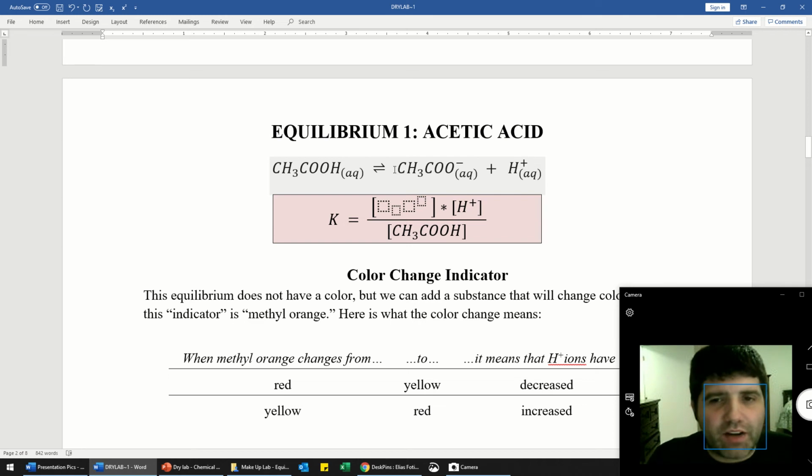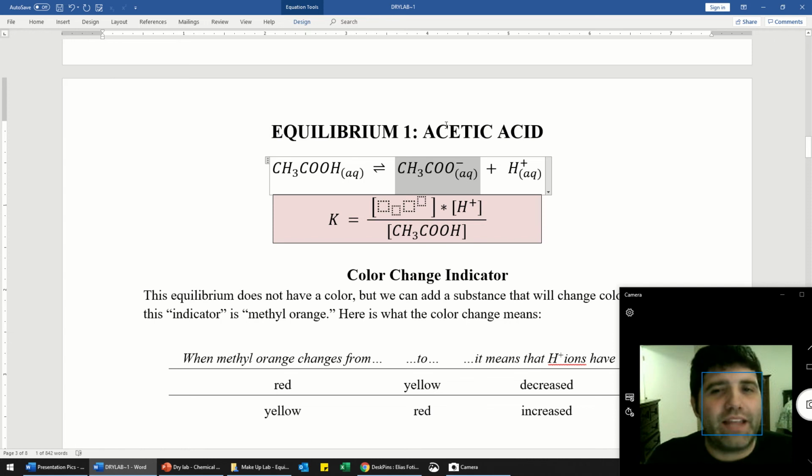This ion right here, CH3COO-, is called acetate. That's why the acid's called acetic acid. And then we have this ion right here, which we'll be talking about quite a bit in a couple weeks. This is the H+ ion, aka a proton. And this is all in water.